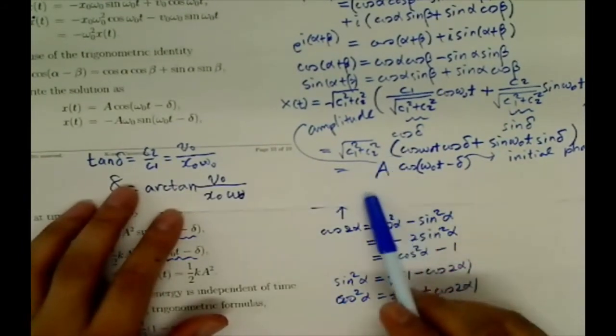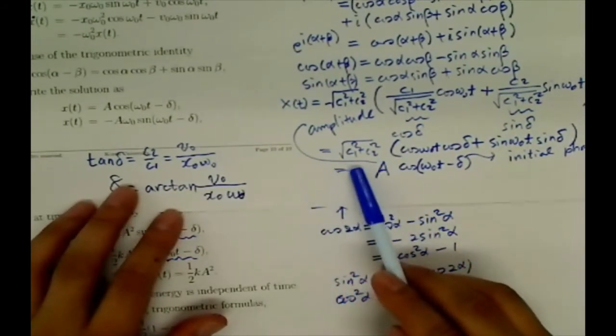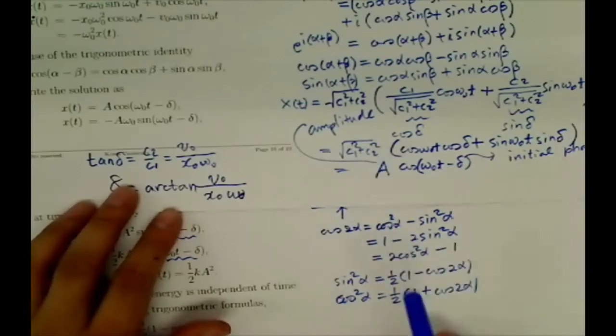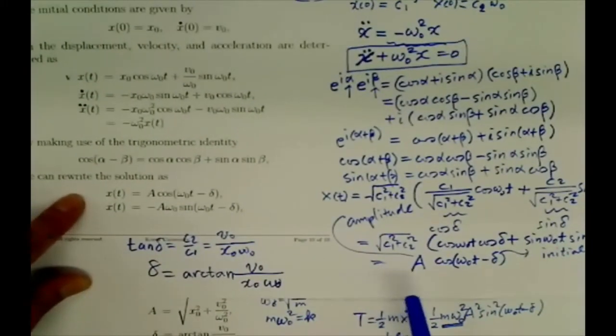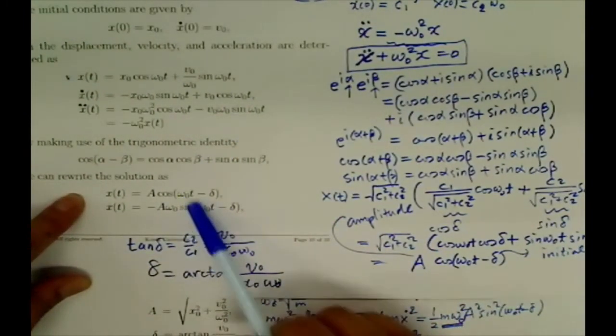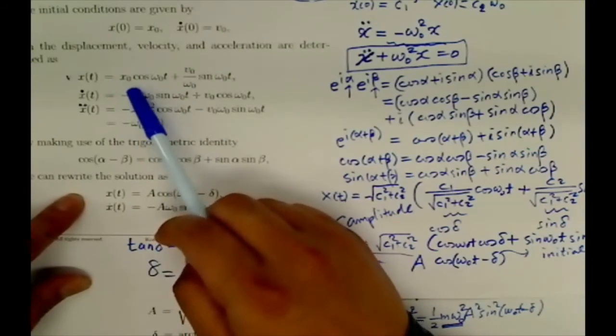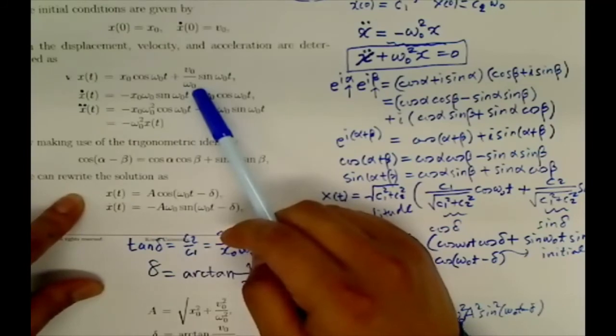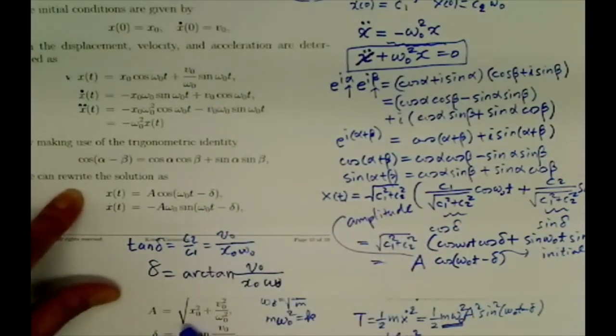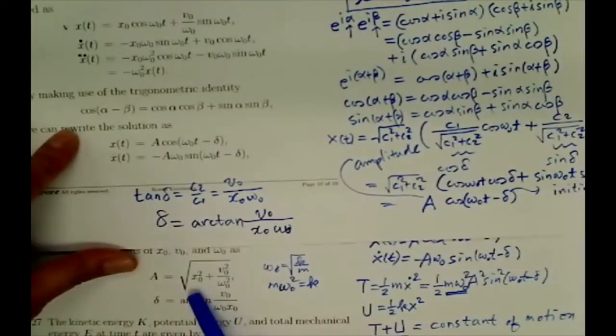Because this amplitude is the square root of C1 squared plus C2 squared, and C1 is x0 and C2 is v0 over omega 0, the amplitude A is completely determined as the square root of x0 squared plus v0 squared over omega 0 squared. And delta is written here, arctangent of v0 over x0 omega 0.